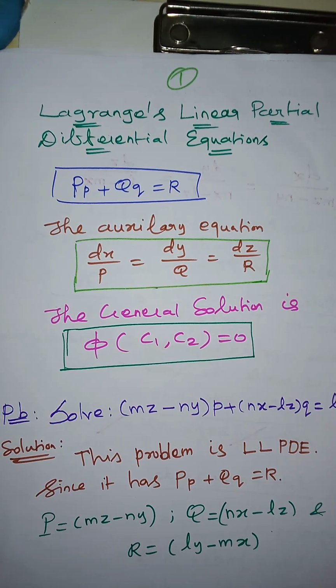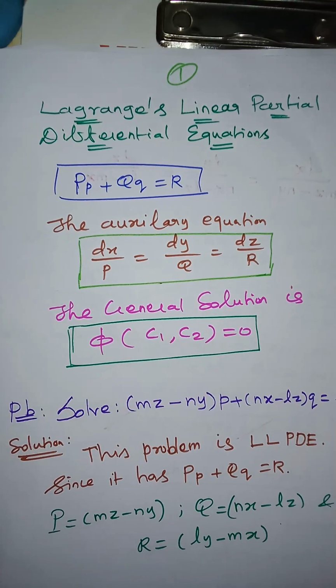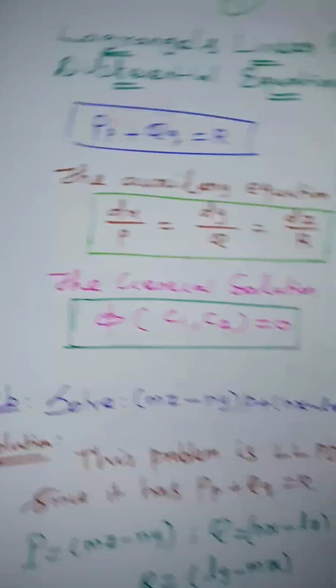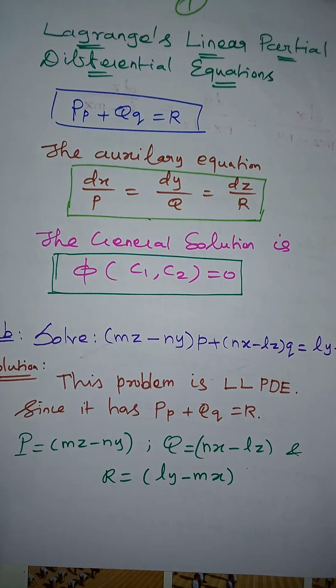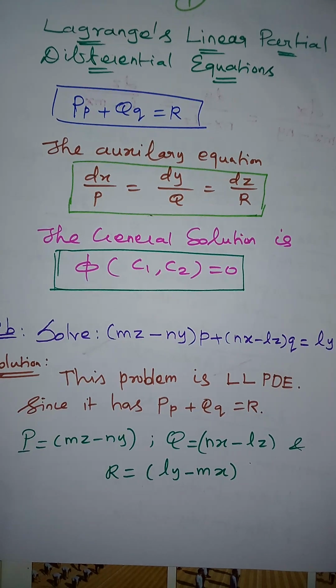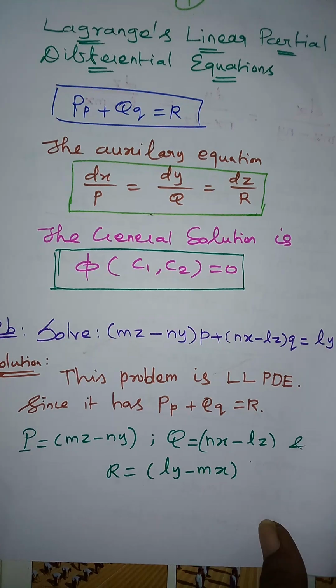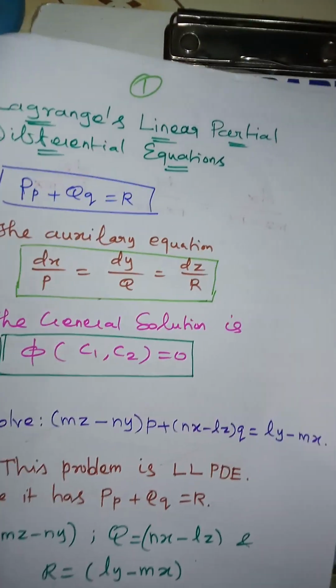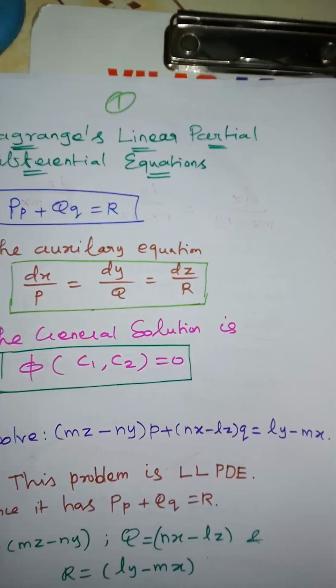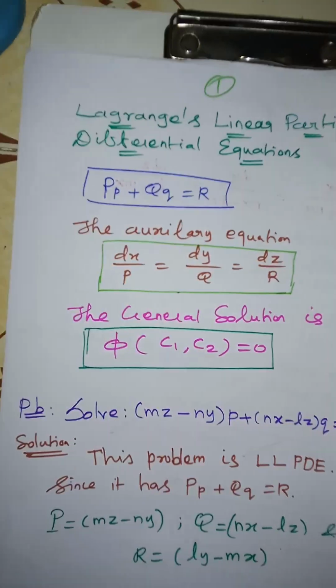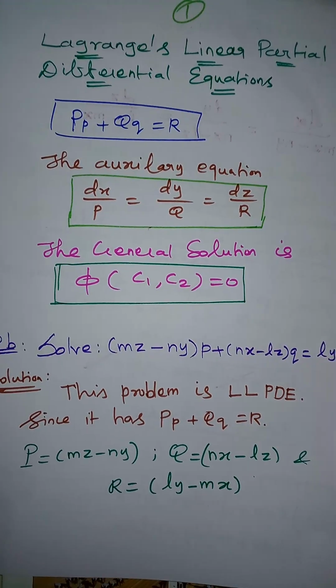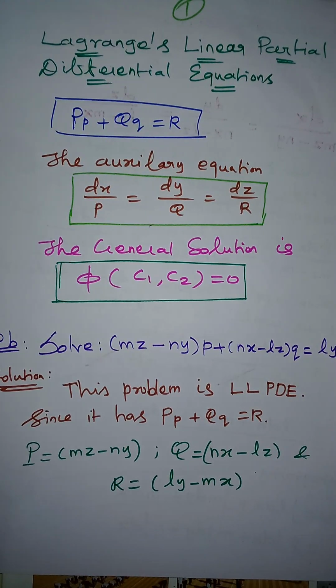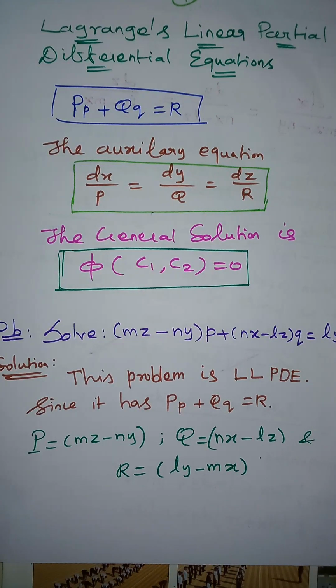Using this idea we are going to do the following problem. Very simple problem. See the problem: solve (mz minus ny) p plus (nx minus lz) q equals ly minus mx. So I am going to solve this problem in the easiest manner. See this video. Solution.